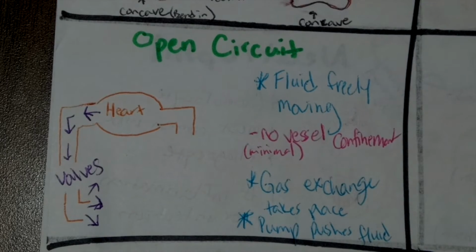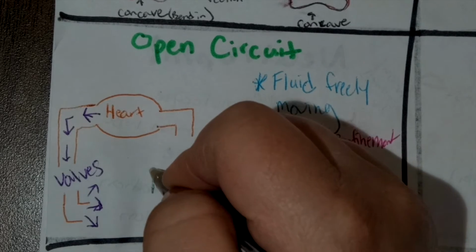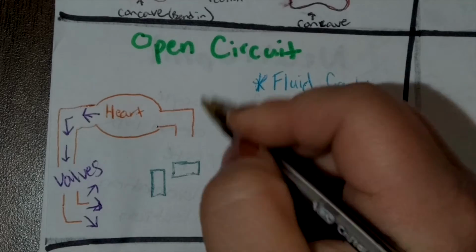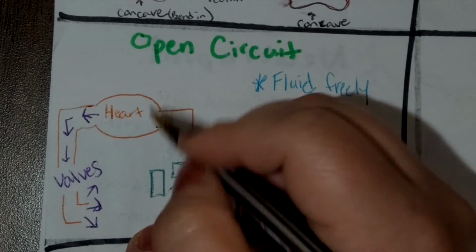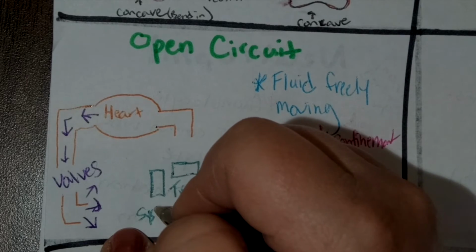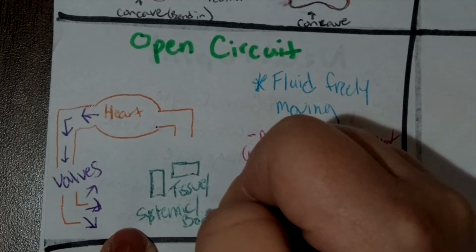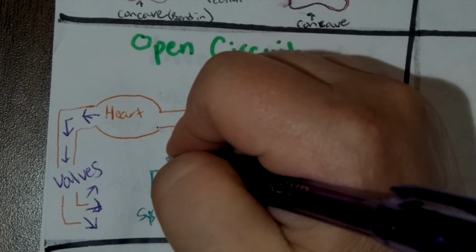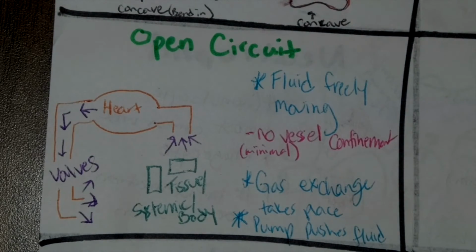All right, and then I've got my tissues. So this is my tissue that's systemic, or body, right? The body system. And that is going to then flow the fluid back into the heart. And what kind of animals were these?